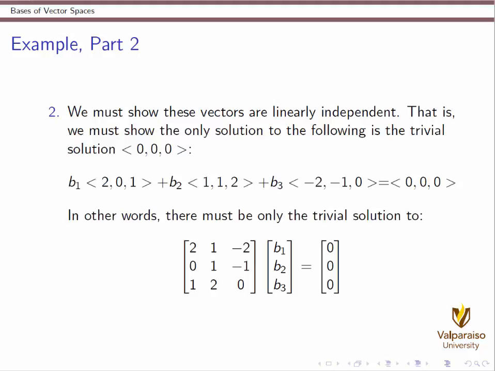Are these 3 vectors linearly independent? Well, as before, the way to check is we take a look at the linear combination of them and see what it takes to produce the 0 vector. We hope that the only way to produce the 0 vector out of this linear combination is the case when B1 and B2 and B3 all have to be 0. So that's what we're looking for. Here is the matrix version of that system of equations.